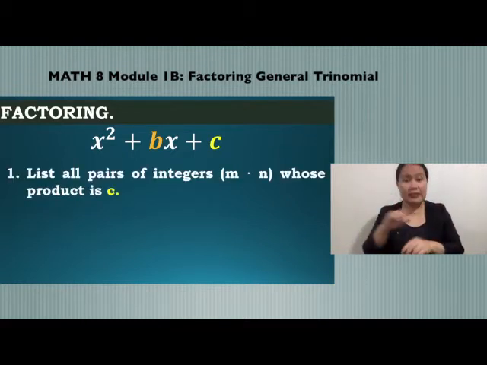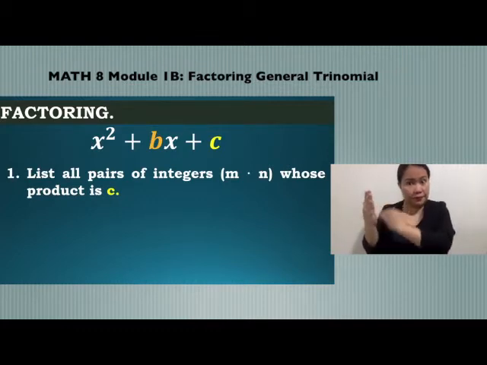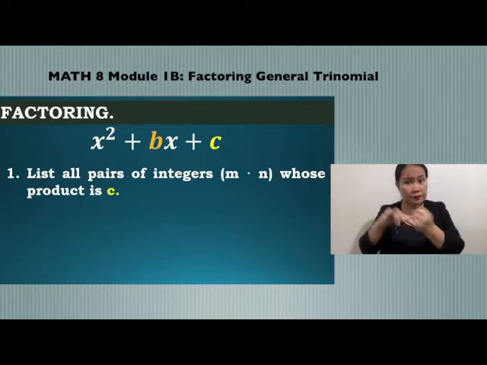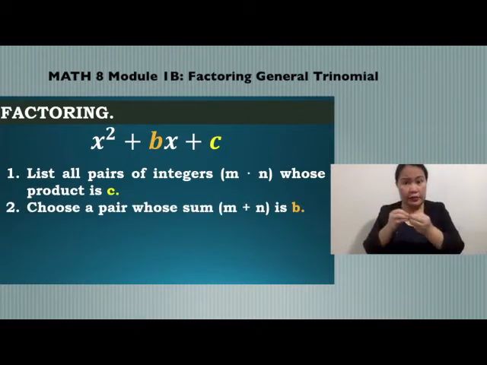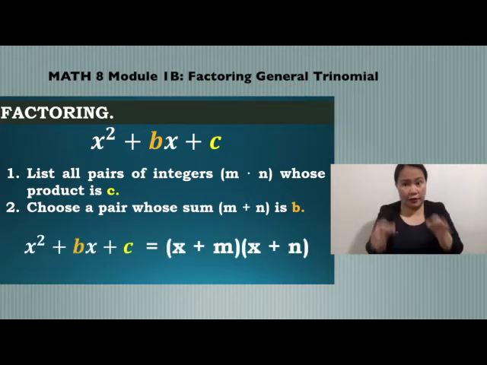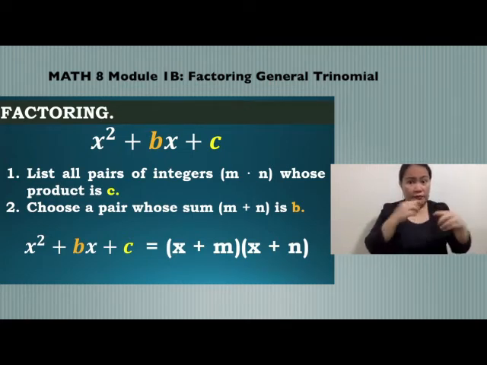So, paano natin siya ifa-factor? First, we will list all pairs of integers whose product is c. So, mag-iisip tayo ng dalawang pairs of integers na kapag minultiply natin, ang product niya ay c. At kapag inad naman natin siya, ang sum niya ay yung middle term which is your b. Okay? So, therefore, the factored form of quadratic trinomial x squared plus bx plus c is equal to the product of x plus m and x plus n.